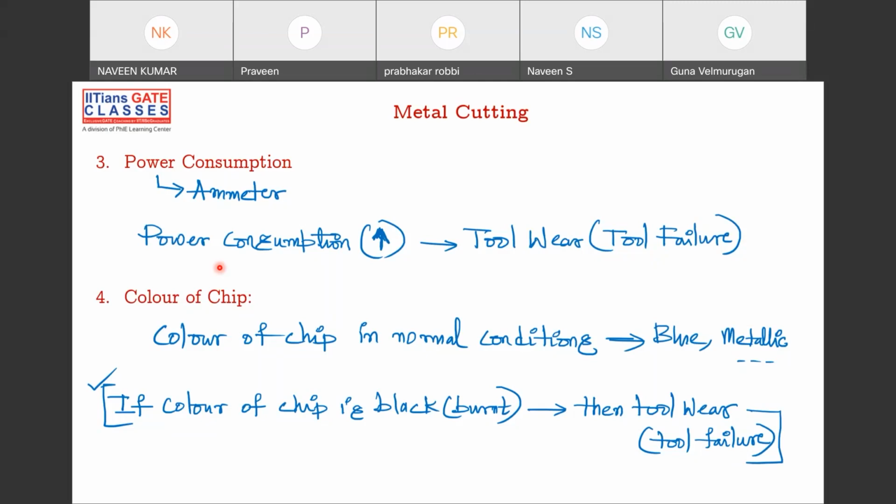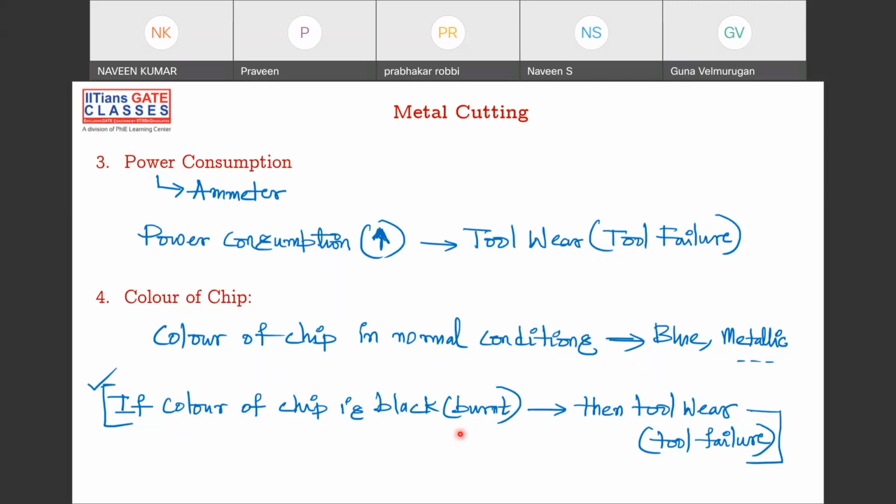And the last but not least is the color of the chip. That's a very good metric. Generally, the color of the chip will be blue or metallic, some kind of greenish colors will be coming. Mostly bluish, you might have seen that. Haven't you seen this? Bluish color chips, or maybe metallic chips. But if the chips are coming out very burnt or black in color, that means a good amount of heat is generated. Why is heat generated? Because your tool geometry has not been maintained properly. It means that your tool is worn off, it means the tool has failed. Yes, in lathe turning you might have seen that. You are right.